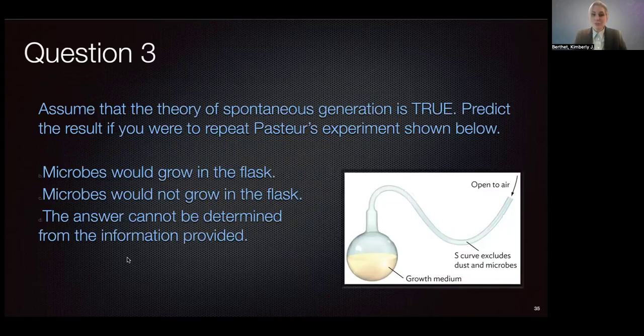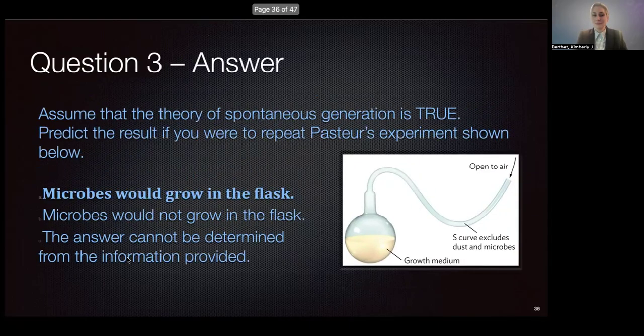Question 3, assume that the theory of spontaneous generation is true. Predict the results if you were to repeat Pasteur's experiment shown below. So what you would find if spontaneous generation is true, which it isn't, but if it was, you would find that microbes would grow in the flask. They would poof into existence into the flask here.